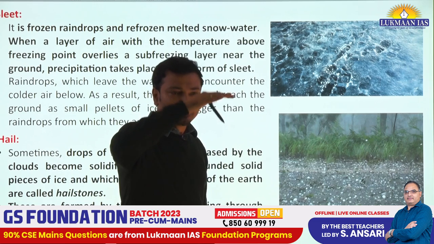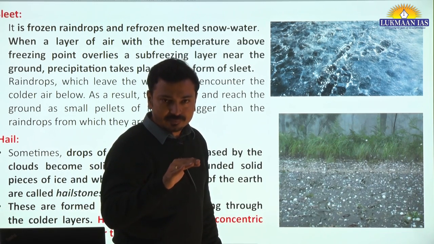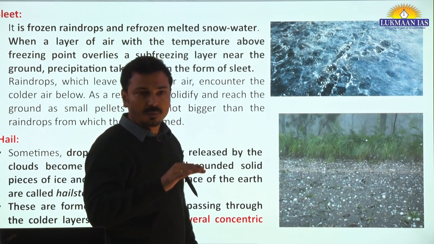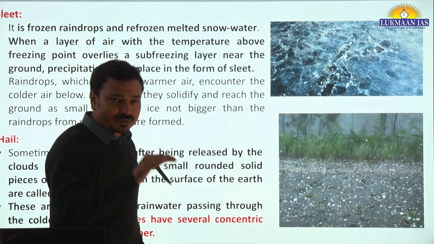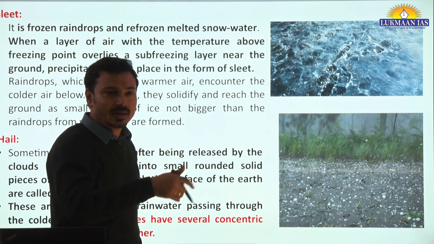Suppose the precipitation is happening in the form of rain or liquid, and the ground is too much cool. So what happens is, in the lower atmosphere itself, when these raindrops are falling, they are getting solidified.